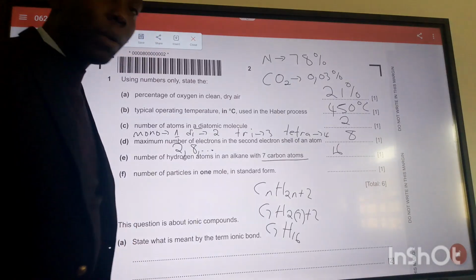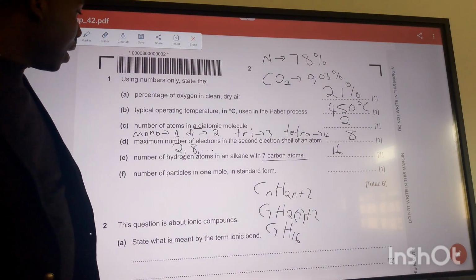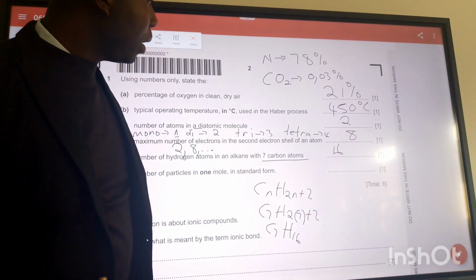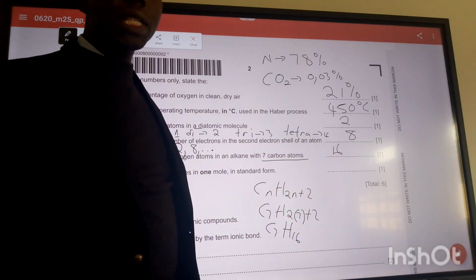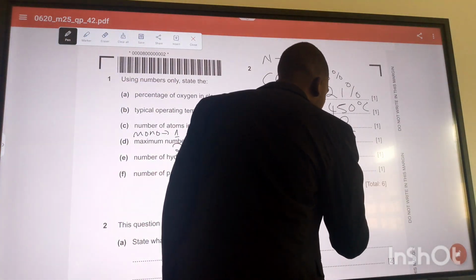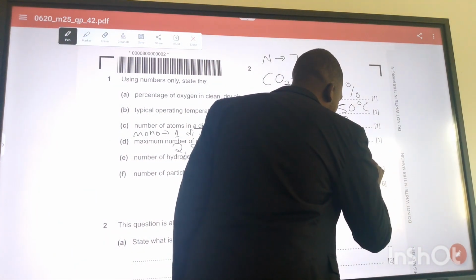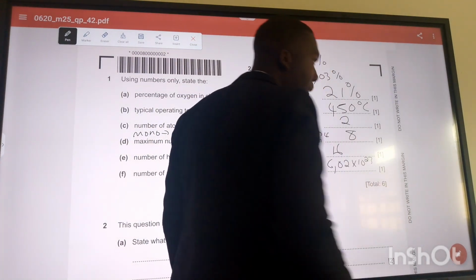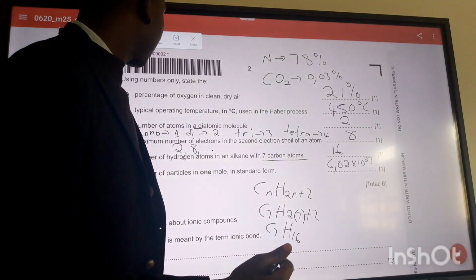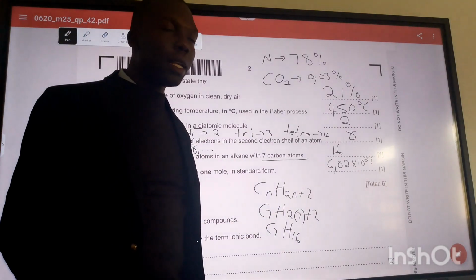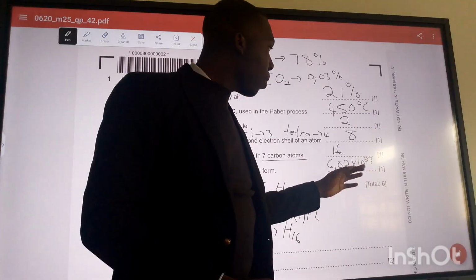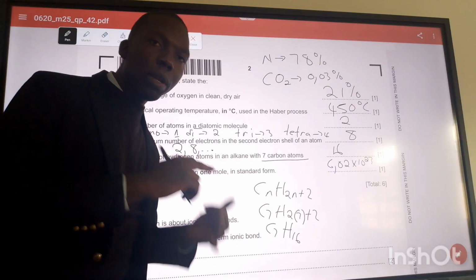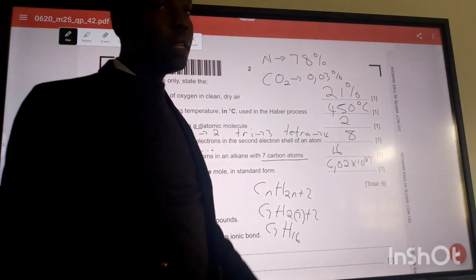Then the last part of our question is part F, which says the number of particles in 1 mole in standard form. So all molecules or all particles, they have 6.02 times 10 to the power 23. So this is known as Avogadro's number. So it just says that every 1 mole of any substance consists of 6.02 times 10 to the power 23 particles. The particles can be atoms, they can be molecules, they can be ions, or they can be electrons.